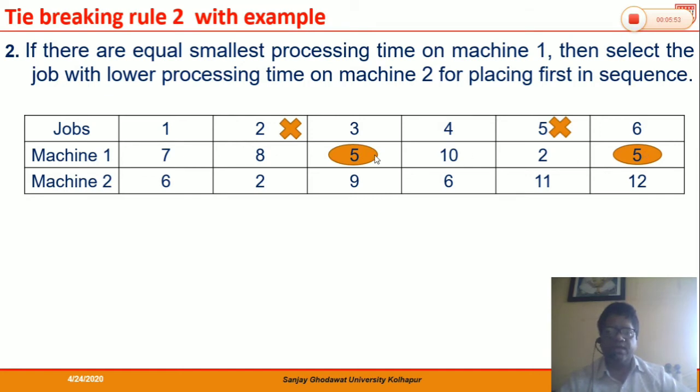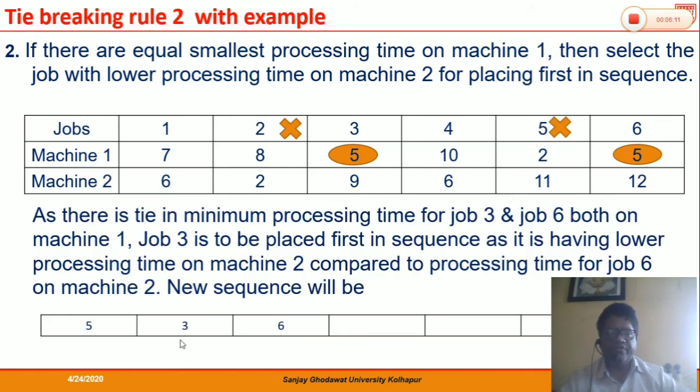Here, because of the tie, we are confused, but as the rule says, if there is a tie for the shortest first, look at the shortest second operation. The shortest second operation is for job 3, so job 3 must be placed first in sequence, and then job 6 is to be placed. So we have seen job 3 is kept first in sequence, and then we have scheduled job number 6. Now we have done the sequencing for these 4 jobs.